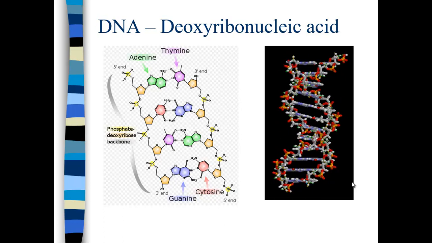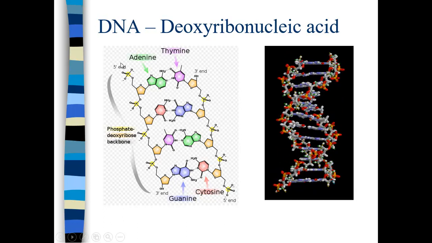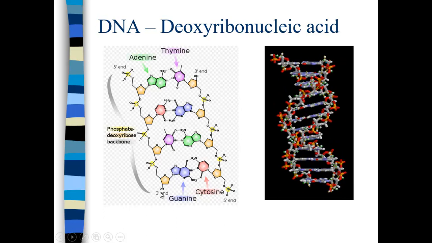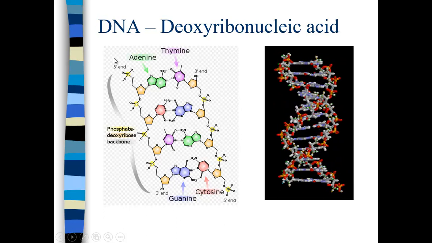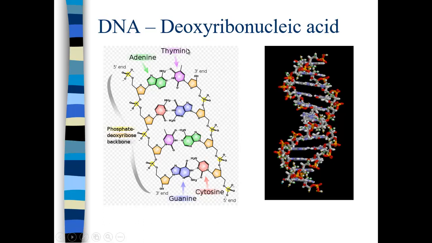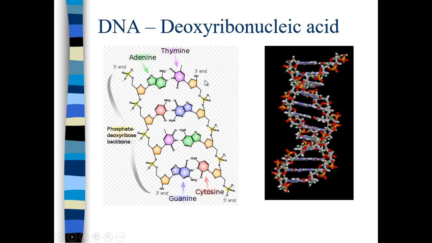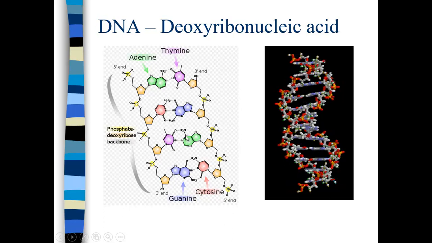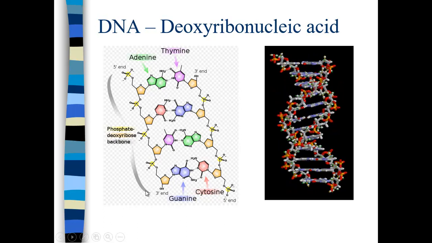There are 2 distinct types of bonds. There's a phosphodeoxyribose backbone, which are phosphate bonds on either end. These are the rails of the ladder. And then there are hydrogen bonds between the bases on the rungs of the ladder. And you can see the hydrogen bonds.